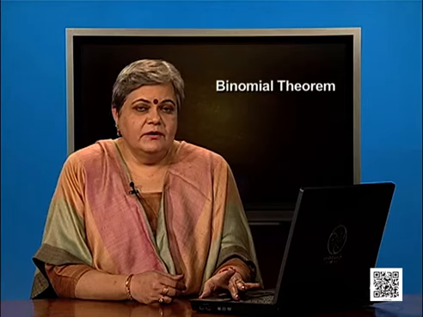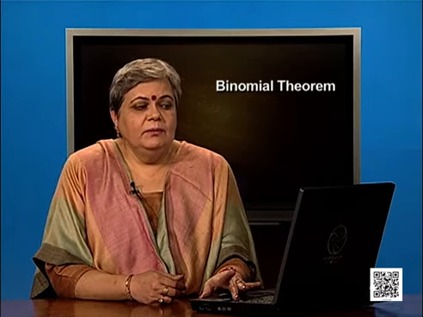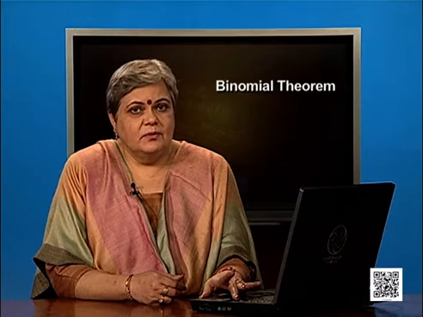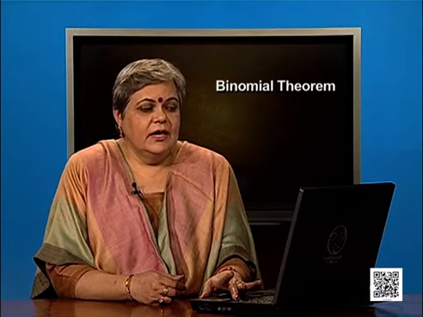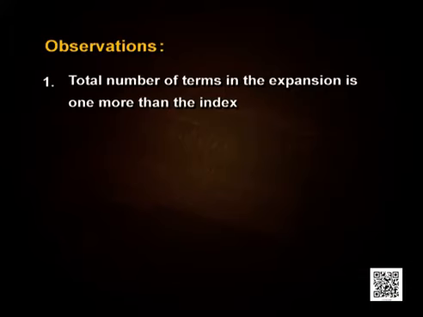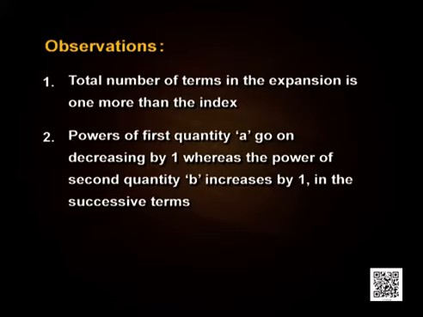I think if you observe a little more closely, you will be able to see certain patterns, certain observations which you would agree exist, starting with the idea that total number of terms in each expansion is 1 more than the index. Index is the power to which the binomial is raised. Also the power of first quantity, in this expression a, goes on decreasing by 1, whereas the power of the second term, which is b, goes increasing by 1 in each successive term.